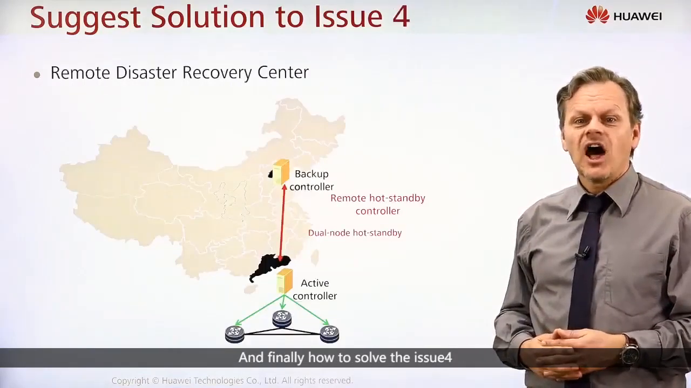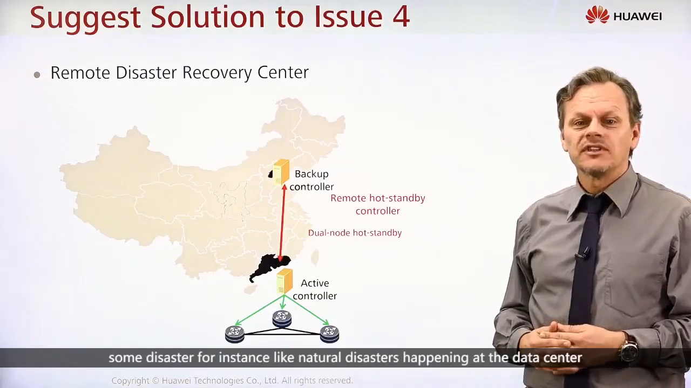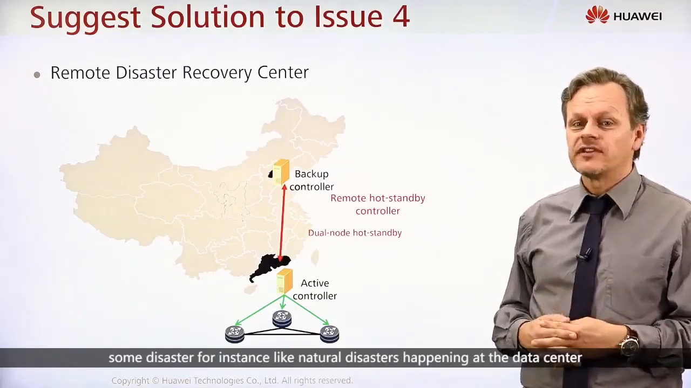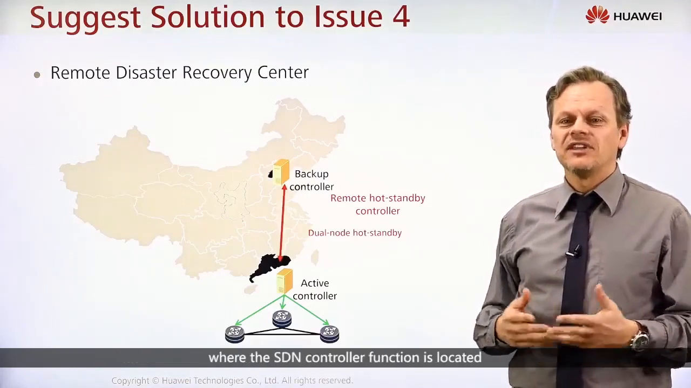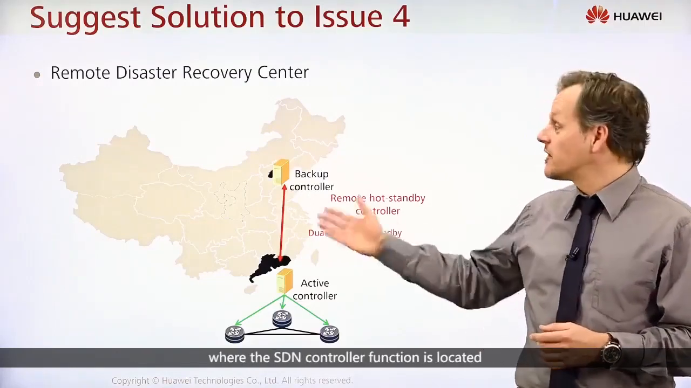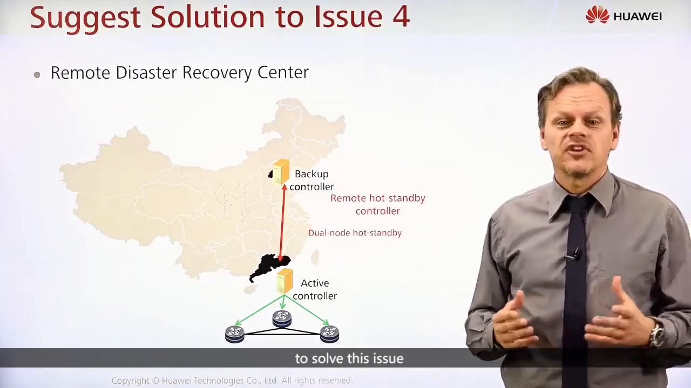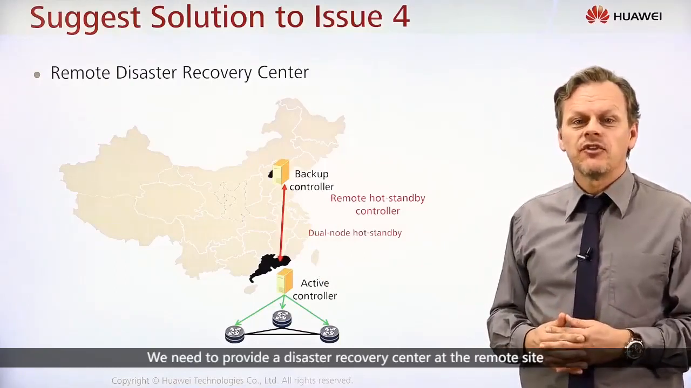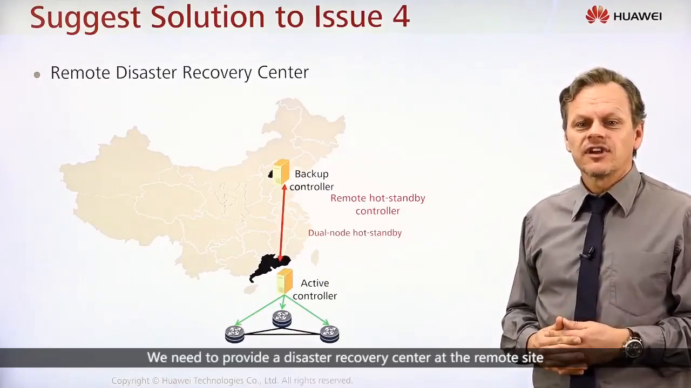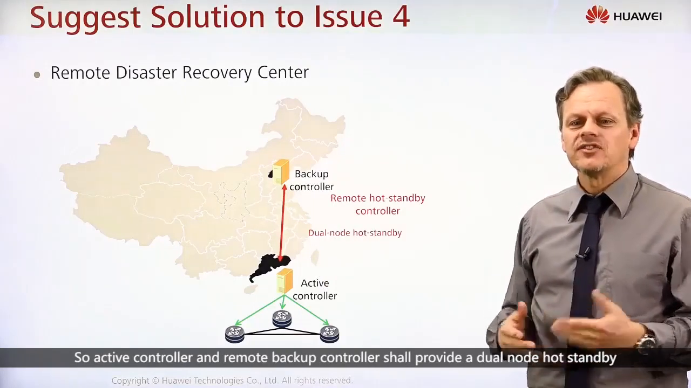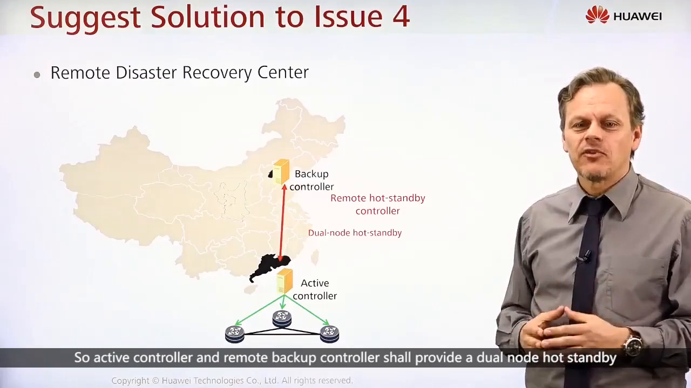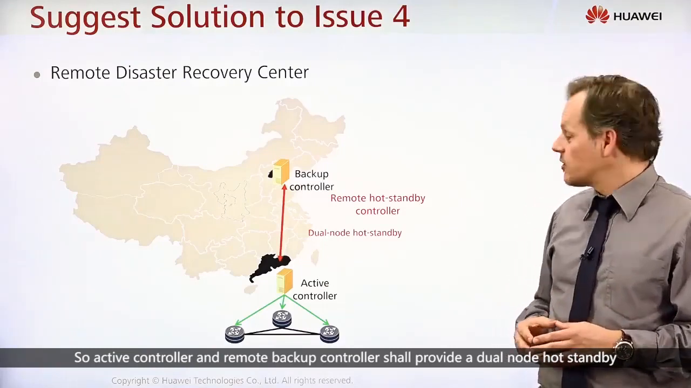And finally, how to solve the issue 4, that some disaster, for instance, a natural disaster, is happening at the data center where the SDN controller function is located. To solve this issue, we need to provide a disaster recovery center at a remote site. So active controller and remote backup controller shall provide dual node hot standby.